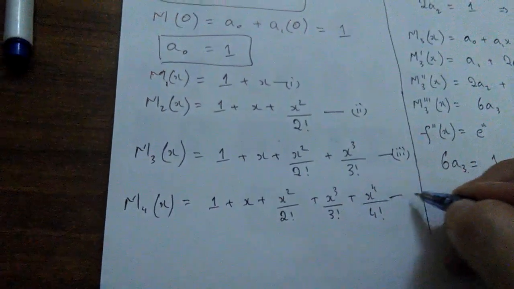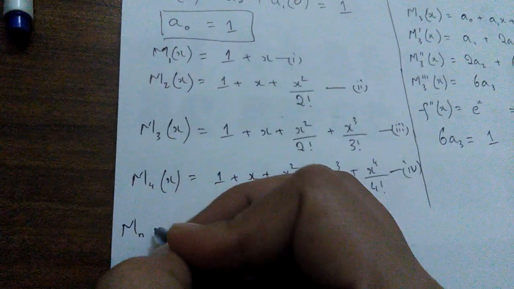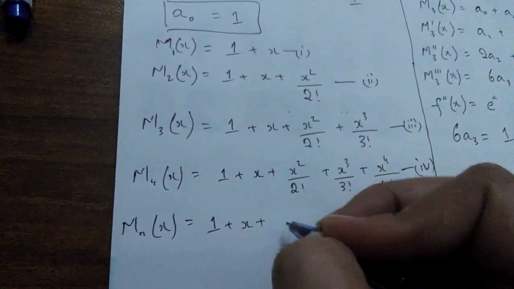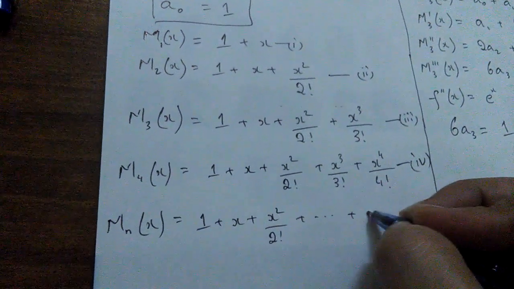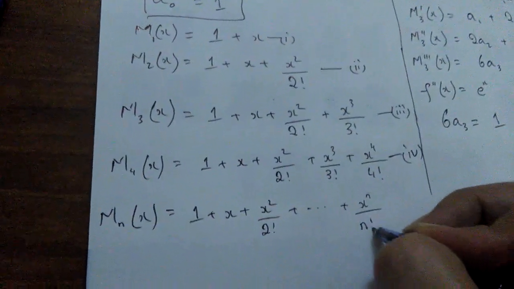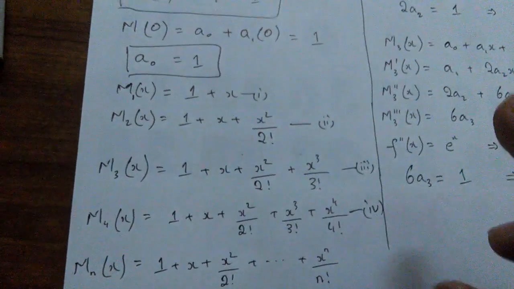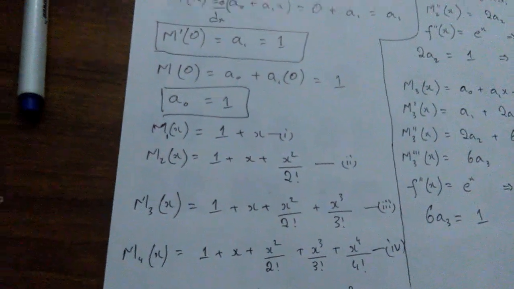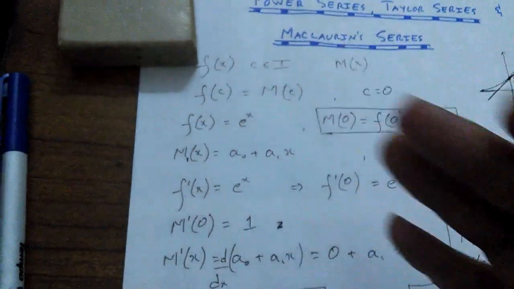And so on. You keep on moving till you get the nth polynomial, which can be written like this. It's nothing but the beautiful generalization, x^n upon n factorial. So you see, once you keep on increasing the number of terms, the approximation becomes more and more strong. The polynomial approximation of a function f of x becomes more and more strong.